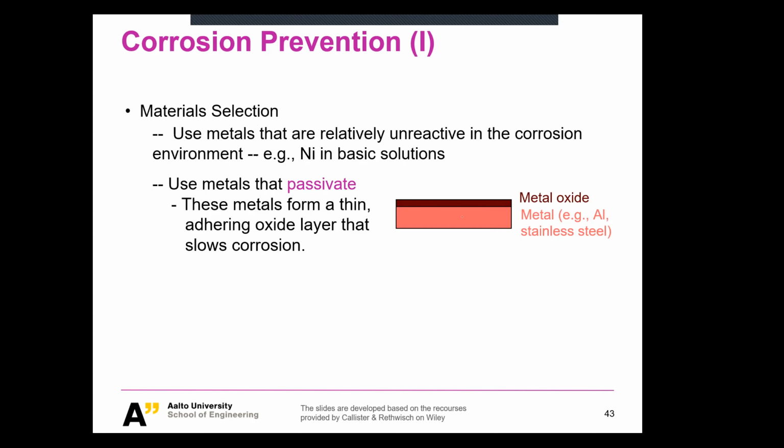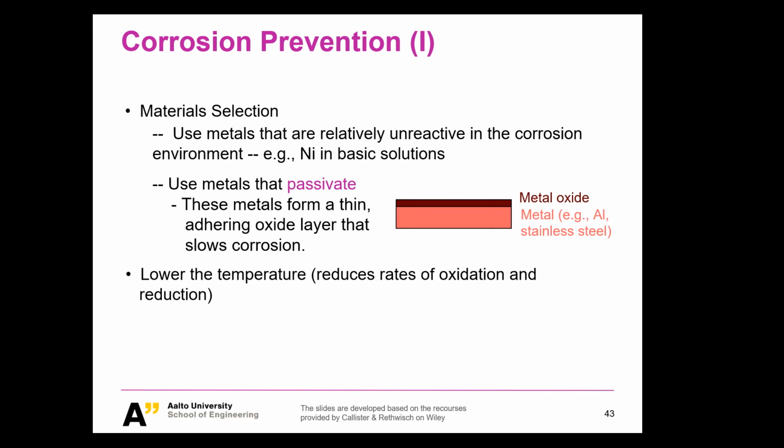Maybe you don't know how stainless steels go against corrosion. Actually, it's pretty simple, because these metals will form a thin oxide layer, and that thin layer will slow down the corrosion significantly. That is why we can go with stainless steel for corrosion behavior. The second point is lower the temperature. This is something about chemistry. If the application temperature is low, you will reduce the rate of oxidation and reduction, but sometimes you cannot decide that because it is related to your application.